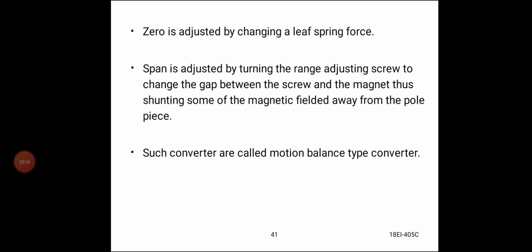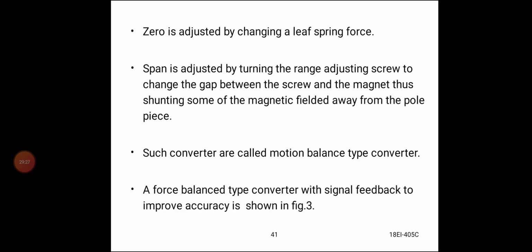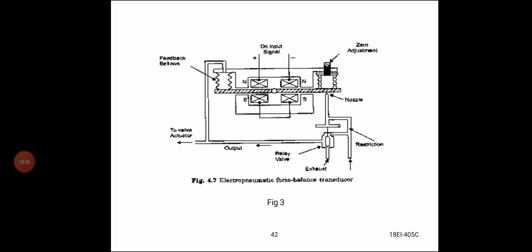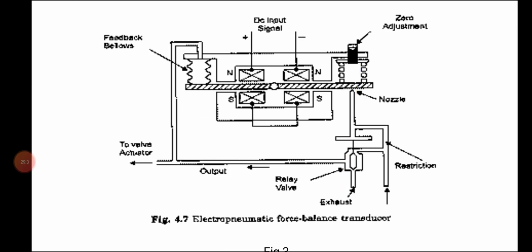Such converters are called motion balance type converters. A force balance type converter with signal feedback improves the accuracy, as shown in the figure. Electro-pneumatic force balance transducer to valve and actuator, feedback bellows, DC input signal given to the magnet's north and south poles, as shown by the plus and minus signal.